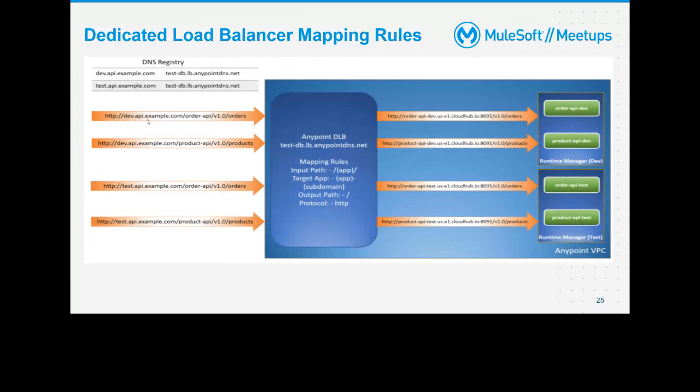Now my request comes on http dev.api.example order-api version 1.0/order. If you see the mapping rule, the input path is app, the target app is {app}-{subdomain}. The subdomain will be dev in this case. My application deployed on the dev environment is order-api-dev, so the app will be order-api and the subdomain will be dev.